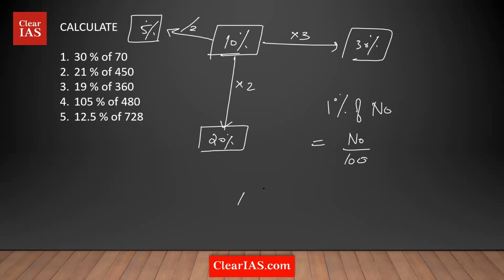So let's say I want to calculate 1% of 450. How do you do it? You divide the number by 100. That means you cancel two zeros or put the decimal point accordingly. Your answer would be 4.5. So you should be very comfortable with that. Dividing by 10, dividing by 100.